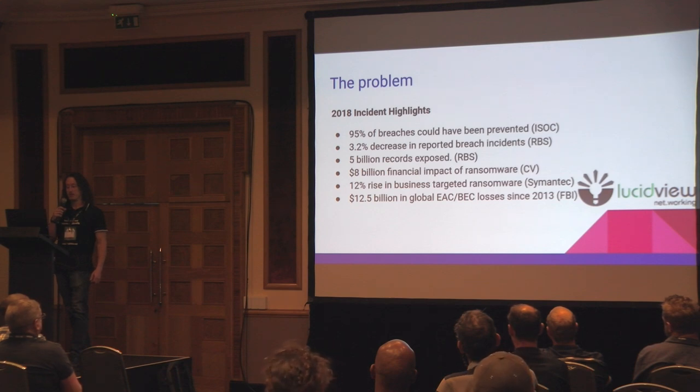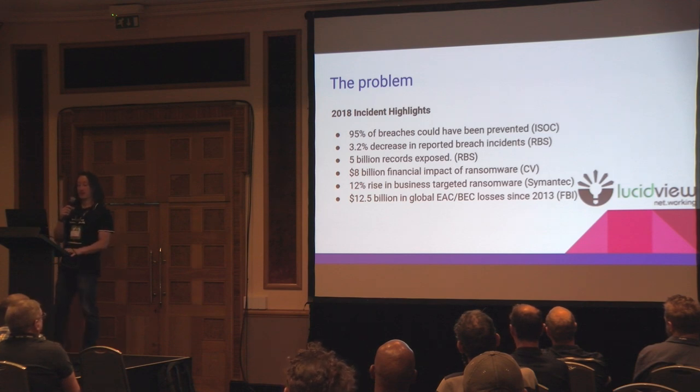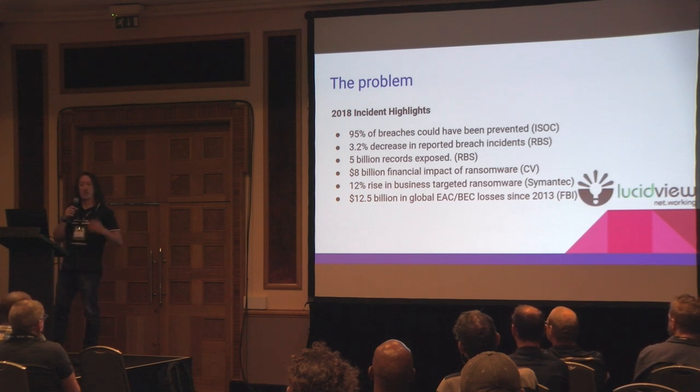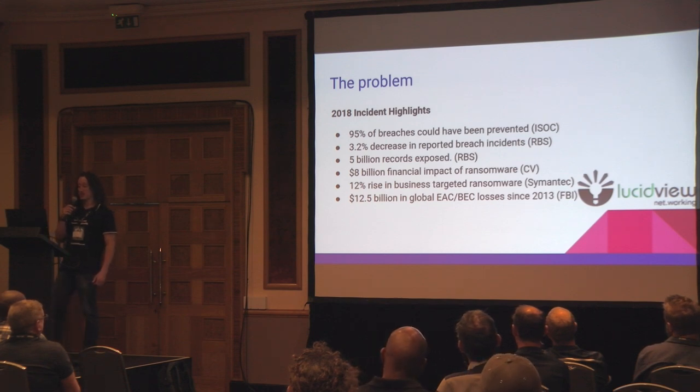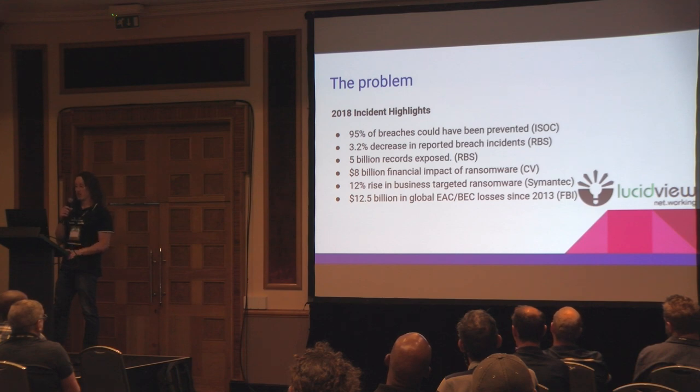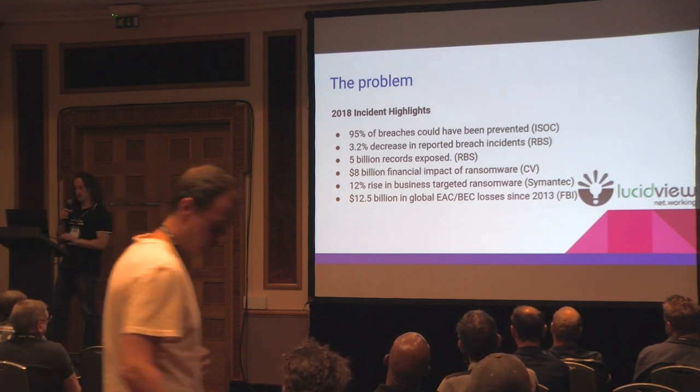3.2% decrease in reported breach incidents. I don't know why that's important. 3.2% doesn't sound statistically relevant. 5 billion records exposed, that's relevant. There's a big lawsuit going on with Yahoo at the moment because customers' data was exposed, and subsequently these people got exposed to all kinds of problems, financial losses and so on. $8 billion financial impact. Unfortunately, we don't have South African useful statistics. And then 12% rise in business targeted ransomware from Symantec, and $12.5 billion in business email account breaches or compromises, which is significant.